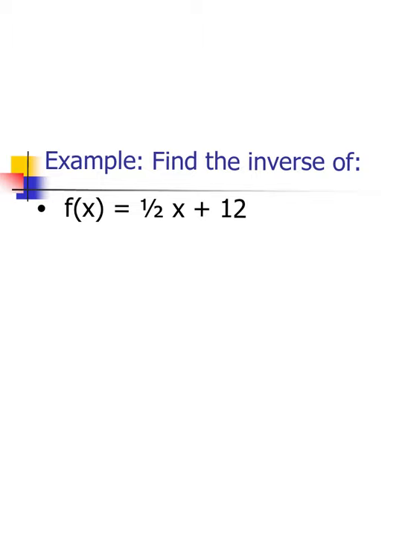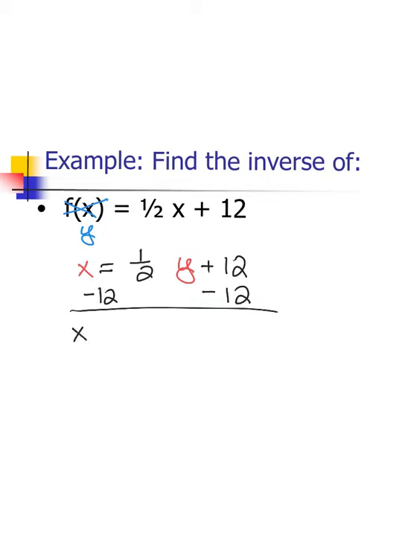Okay, if I look at the second example, follow the steps. First thing, take the f of x and make it a y. The second thing, make the y an x and the x a y, and copy down the rest of the problem. Third step, solve for y. I'm going to minus 12. I have x minus 12 equals 1/2 y.